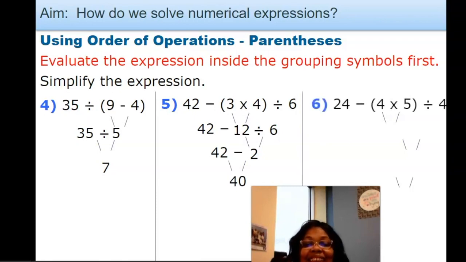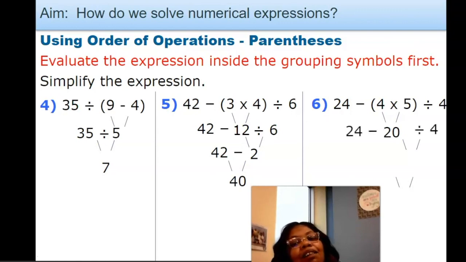All right, guys, so next we're going to do 24 minus 4 times 5 in parentheses divided by 4. So the first thing we work is 4 times 5. Guys, 4 times 5 is what? Good job, it's 20. So then what do we do next? We recopy the, good, we recopy the problem. The next thing we solve is what? Say the problem we work next, guys. Get ready.